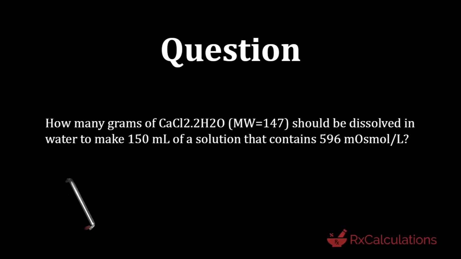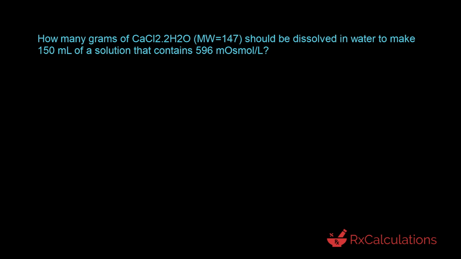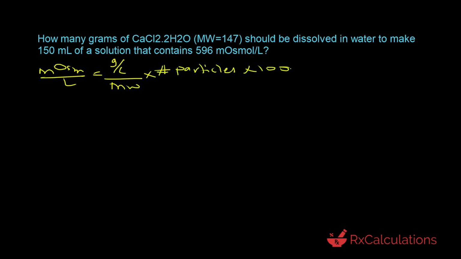So how many grams of calcium chloride should be dissolved in water to make 150 milliliters of solution that contains 596 milliosmoles per liter? First thing we need here is the osmolarity equation, and that states that milliosmoles per liter is equal to quantity of substance in grams per liter divided by molecular weight times number of particles, times 1,000. So we want to keep this at the fore of our mind so that we can use it when we need it. What is number of particles?